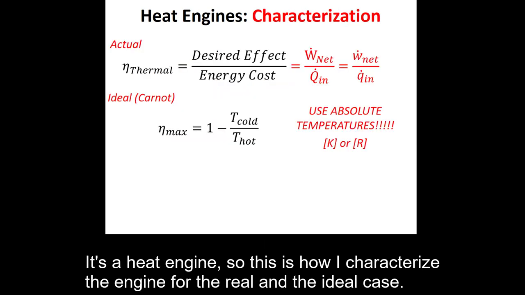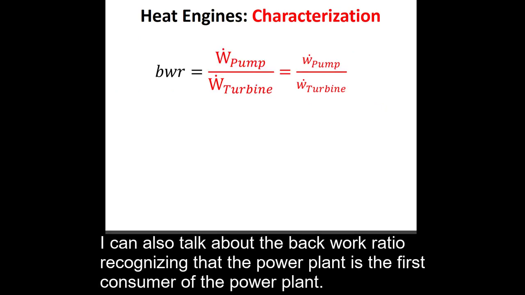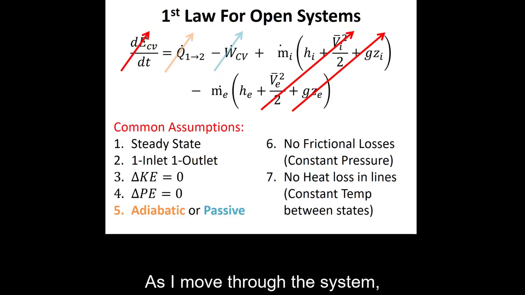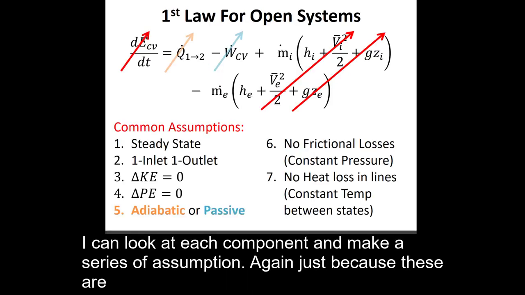It's a heat engine, so this is how I characterize the engine for the real and the ideal case. I can also talk about the backwork ratio, recognizing that the power plant is the first consumer of the power plant. As I move through the system, I can look at each component and make a series of assumptions.